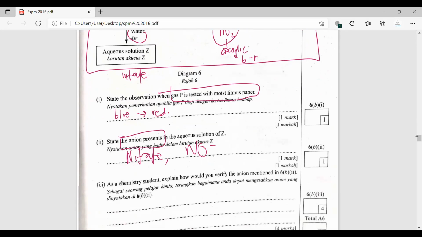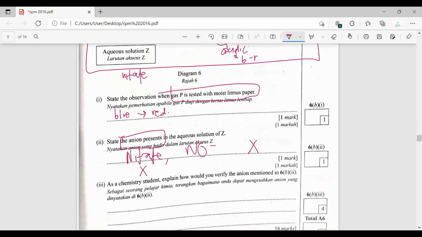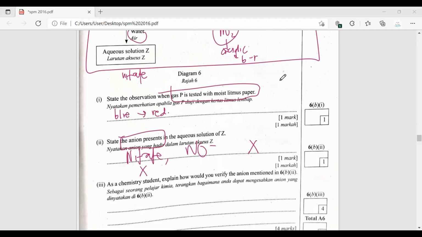Or you don't know? Or you're not sure? I think no marks, Teacher. Very good. Memang no marks. Even for nitrate also no marks. Okay, you answered nitrate just now, yeah?